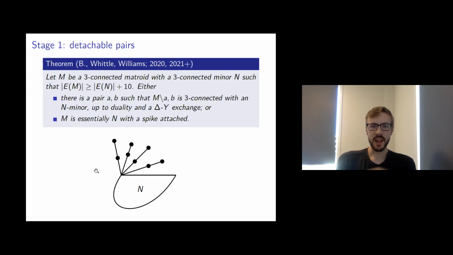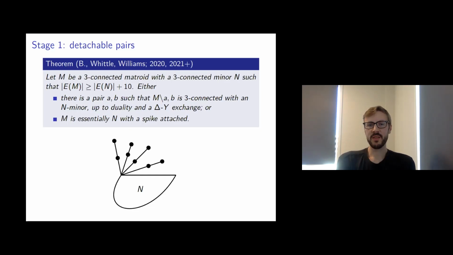So for a spike, any 2 legs here of the spike form both a 4-element circuit and a 4-element co-circuit, so you're not able to delete or contract any pair. So the provisos are that M must be sufficiently larger than N, otherwise I could have put a number a bit smaller than 10 here, but then some other annoying small structures arise. It's also up to duality, because we're looking for a pair to delete or a pair to contract, and it's up to the delta-Y exchange. So this is the operation where we essentially change a 3-element circuit to a 3-element co-circuit, or vice versa.